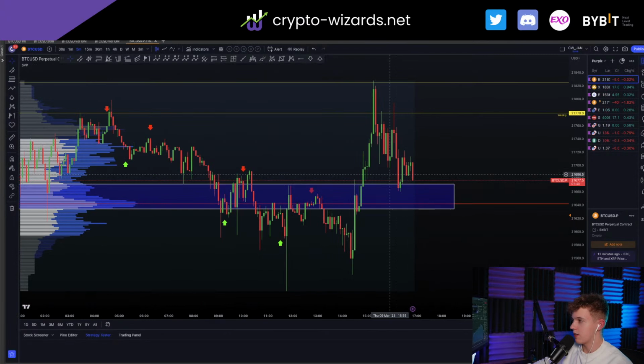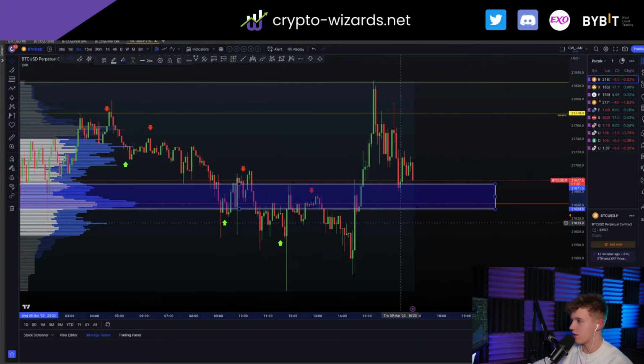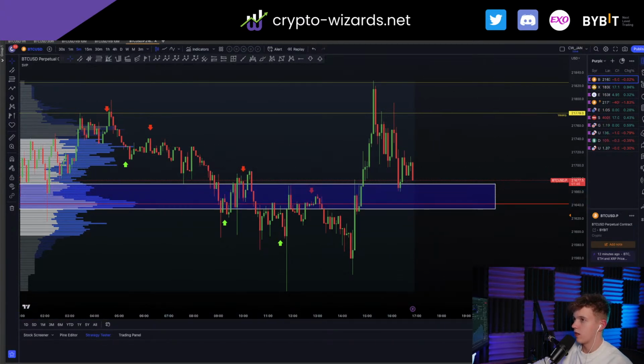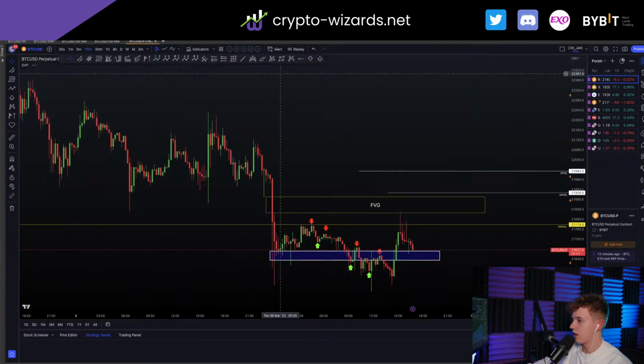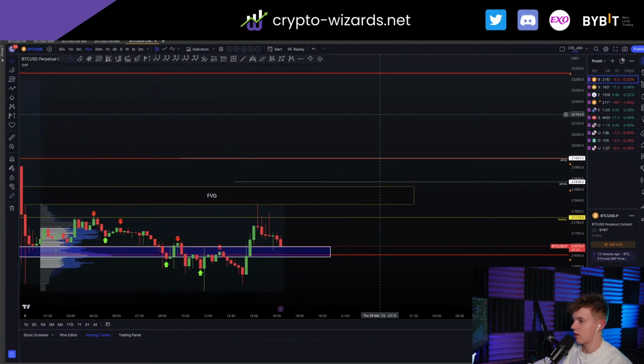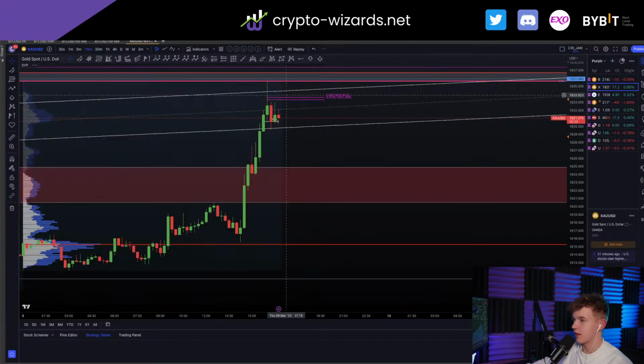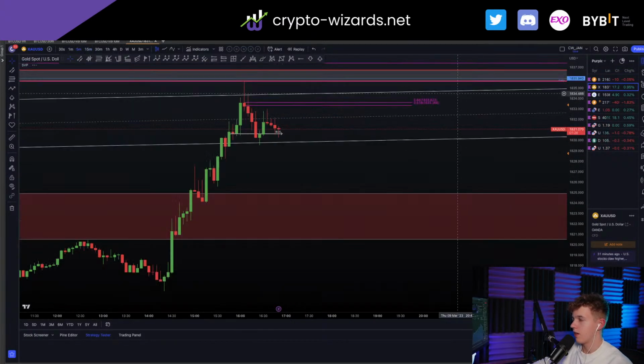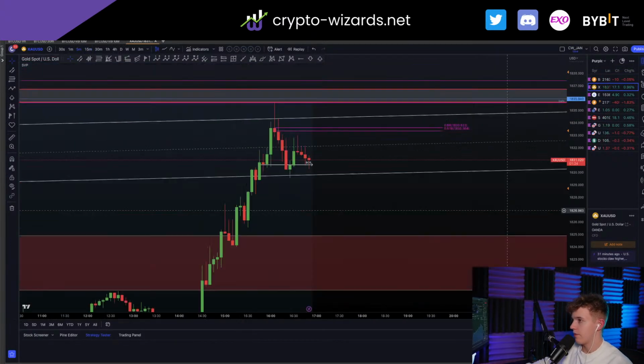Yeah, this zone, this is the support zone basically, this whole box. Even 21,600 is still support. It's not an exact level, it's like a zone, right? Need to wait for what's gonna happen here.